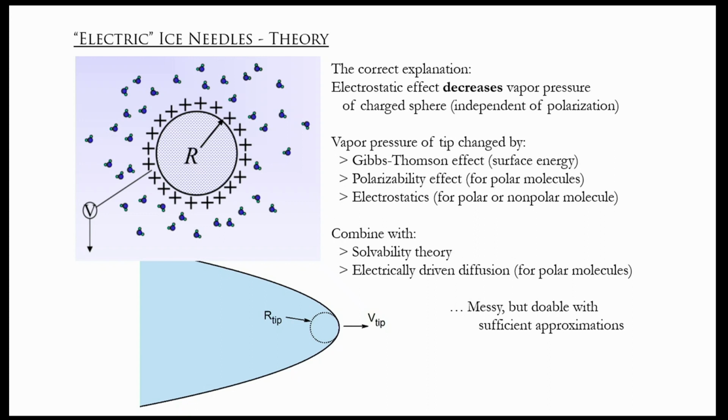But if I pull a molecule out, the sphere gets smaller, and that pulls those charges closer together, and that's not a happy thing. And so this reduces the vapor pressure. So you actually get a bunch of different effects at the same time. You got the Gibbs-Thomson effect, which will change the vapor pressure. The polarizability for polar molecules, this electrostatic term for polar or non-polar. And then you throw that in with solvability theory, and you add electrically driven diffusion, which sort of cancels this term. It's a mess, but you can solve it if you make some approximations, which are slightly dubious, but you do what you can do.